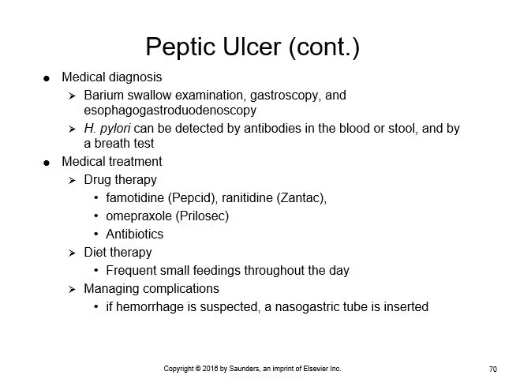Medication for peptic ulcer: famotidine and ranitidine, or omeprazole, and antibiotics for the H. pylori. Diet therapy: we want to give the gut kind of like a rest. So instead of giving the patient three large meals, we would give them small, frequent feedings throughout the day.